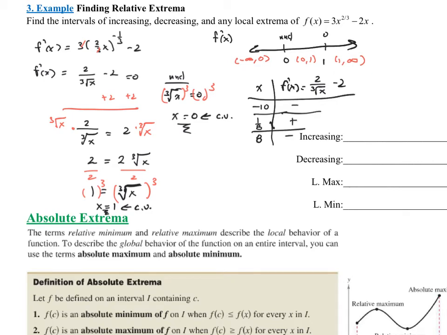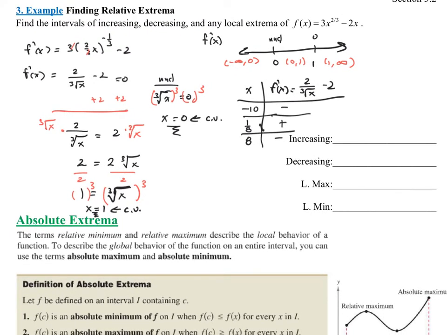Plugging negative 10 into this function, I ended up with a negative. So that means everything on that interval must be negative. On the second interval, 1/8 tested positive, so that means everything on that interval must be positive. When I plugged in an 8, I got a negative, so everything on that interval must be negative.